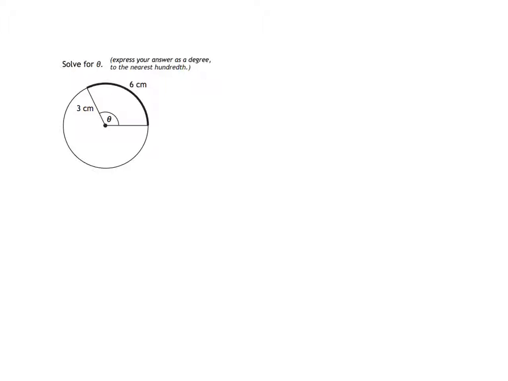This one asks you to find the angle and express your answer as a degree to the nearest hundredth. So we're going to start with the same formula, A equals R times theta, but in this case we know A is 6 and the radius is 3, which if we solve for theta, theta is equal to 2, and that means 2 radians. But it's asking us for the angle, and that does look like 2 radians.